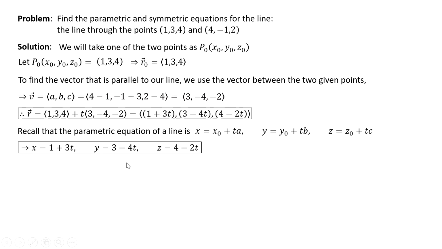I didn't even do the symmetric. Sorry about that, but it's just a simple x minus 1 divided by 3 equals y minus 3 divided by negative 4 equals z minus 4 divided by negative 2. That's your symmetric equation, folks. Cool. Sorry, I didn't get to do that.